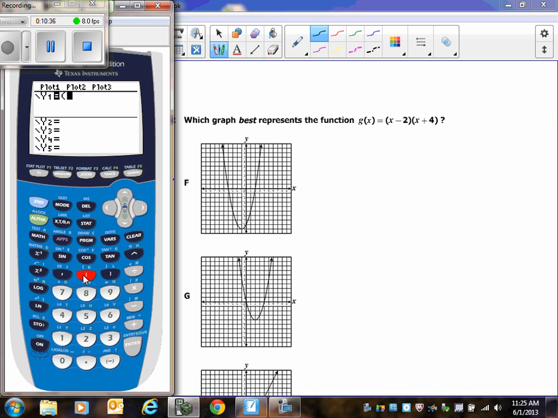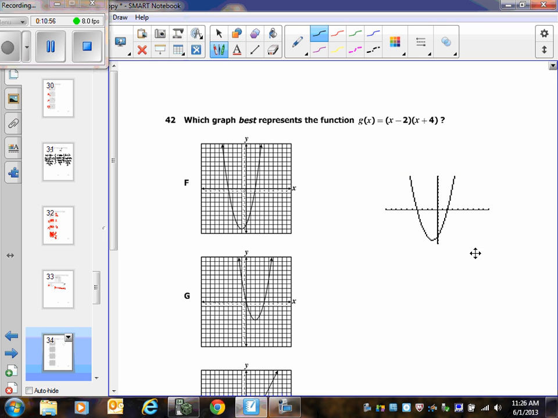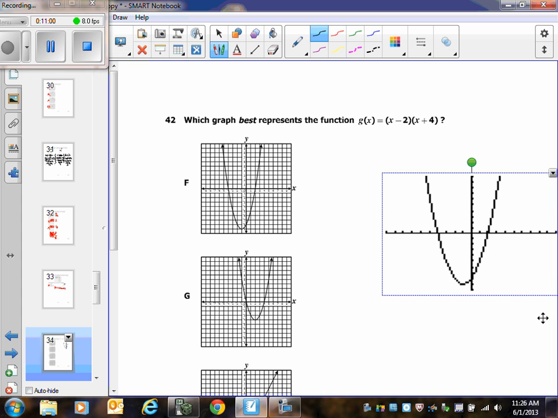We're typing it in exactly as it appears. I'm choosing not to multiply it out. (x minus 2)(x plus 4). And now when I hit graph, just match it up. And this looks like it is choice F. So our answer for this one is choice F.